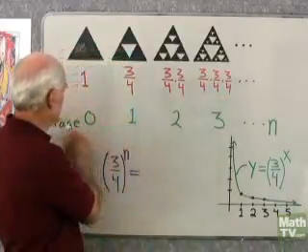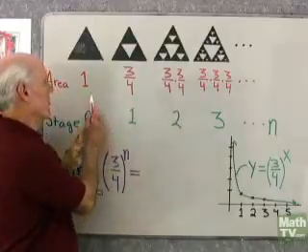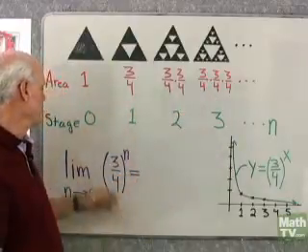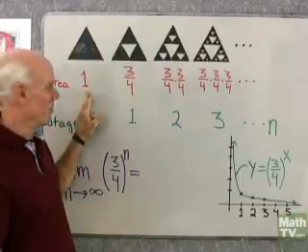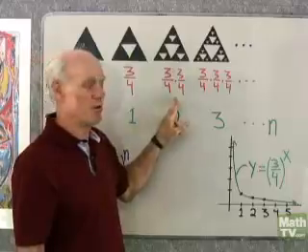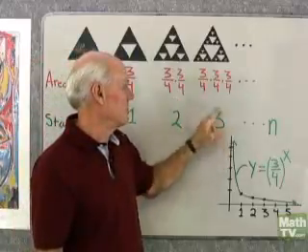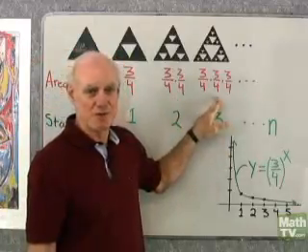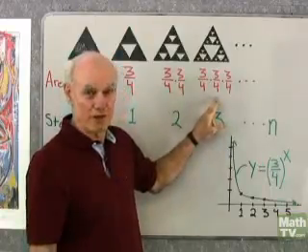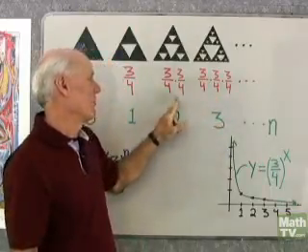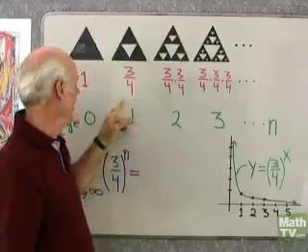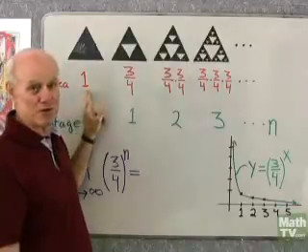What I want to do is take the stage numbers here and write them below these areas and see if we can make some generalization about this. Stage 0, the area is 1. Stage 1, the area is 3/4. Stage 2, 3/4 times 3/4. Stage 3, 3/4 times 3/4 times 3/4. So I think you can see at stage 3, it's 3/4 to the third. At stage 2, 3/4 to the second. Stage 1, 3/4 to the 1, and at stage 0, 3/4 to the 0.